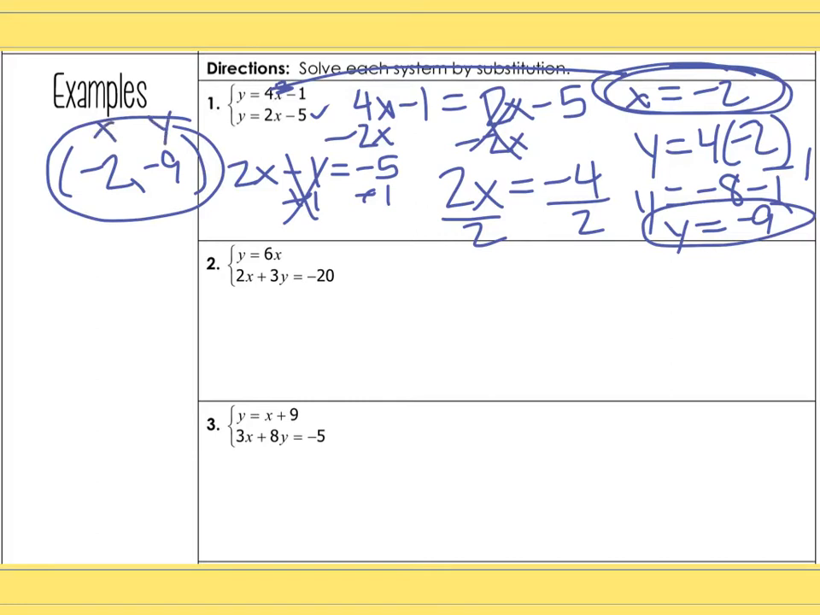Make sense? Cool beans. So the nice thing about 2 and 3 is also that they have a y equals something. I think I'm going to do this next one in a different color. I like switching it up. I think I'll do a green.